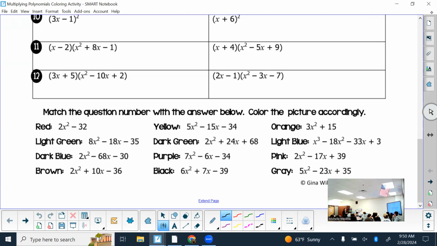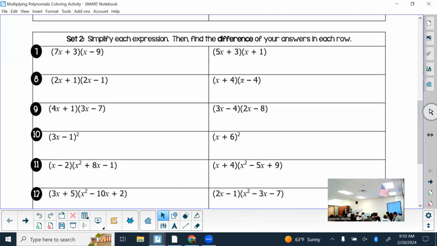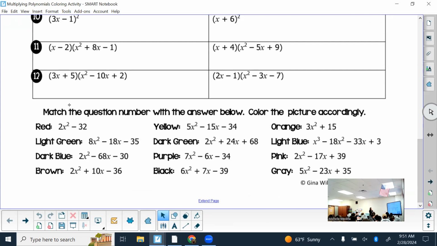Yes, I will leave it up, but also in the second set, it says find the difference of your answers. What does difference mean? It means it's subtraction. So in this one, and if you ask me, I'll help you when you get to it, but that's not the focus today. I need you to be able to multiply. But when you get your answers, you can subtract them and see which color to now color that number. Okay, does that make sense?